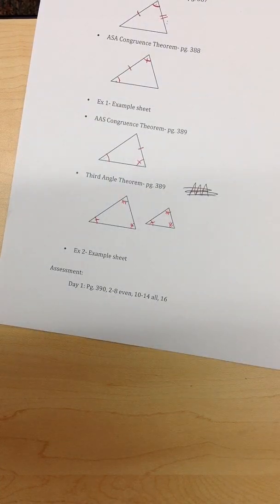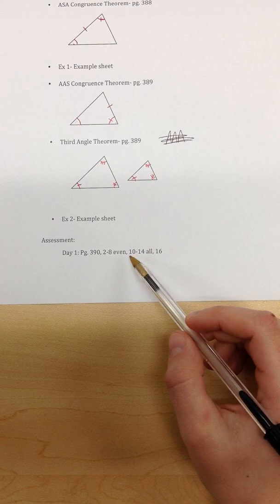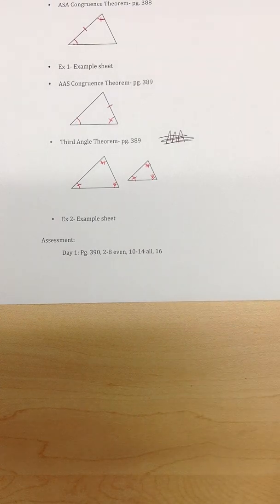Okay, so that is it for notes. So you've got page 390, 2 to 8 even, 10 to 14 all, and then also 16.